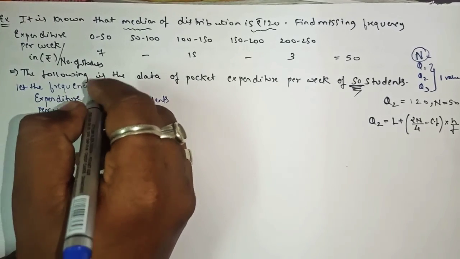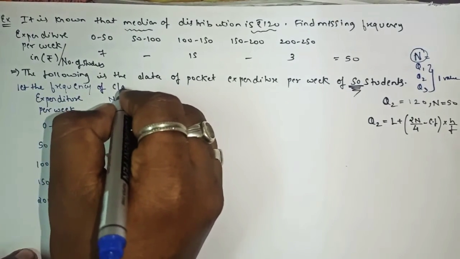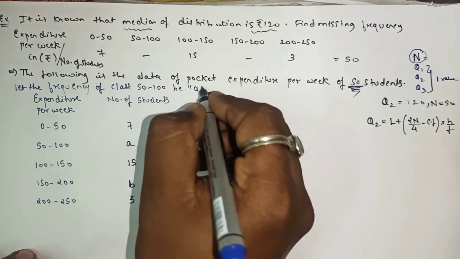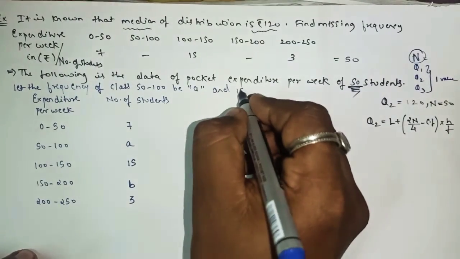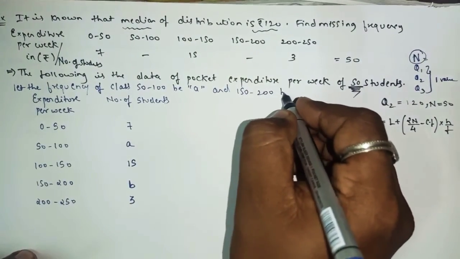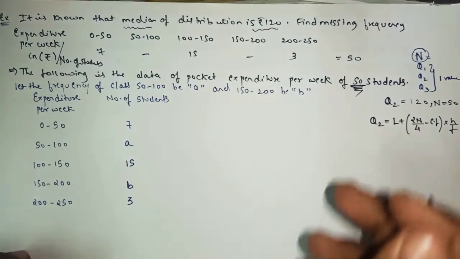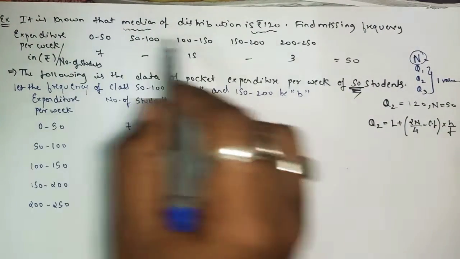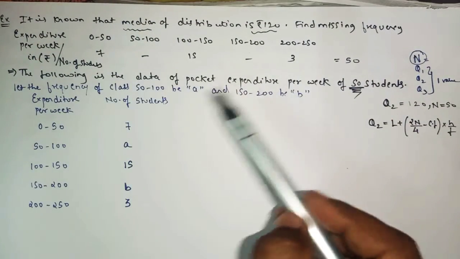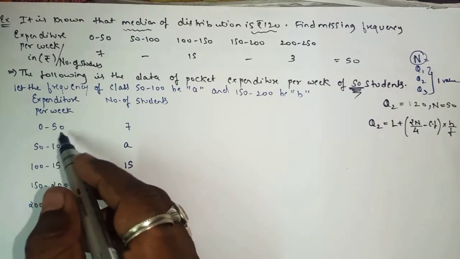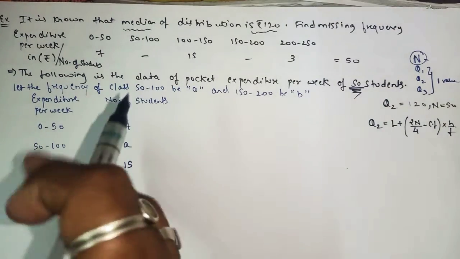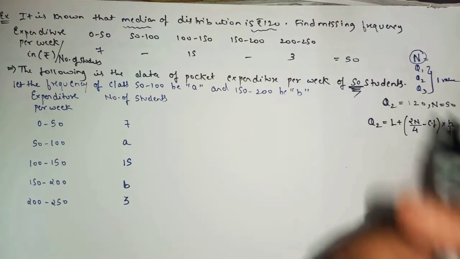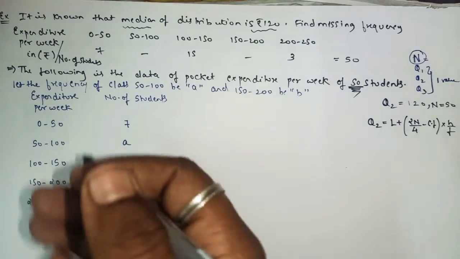let the frequency of class 50 to 100 be A, and that of 150 to 200 be B. You can consider X and Y also. Okay, so your first row is the class, and the second row is the frequency. And clearly we can see the class is continuous. If the class is continuous, we can apply the Q1, Q2, Q3 formula. Yes or no? If the class is not continuous, we have to make the class continuous.